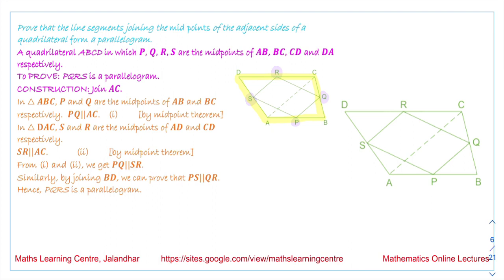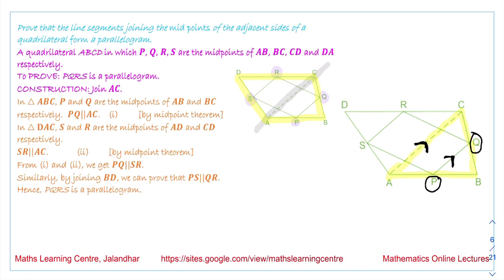To prove this, we have done the construction over here and we have joined these 2 points A and C. Now, if we look at this triangle ABC, in this triangle, P and Q are the midpoints. It means AC and PQ are parallel to each other.